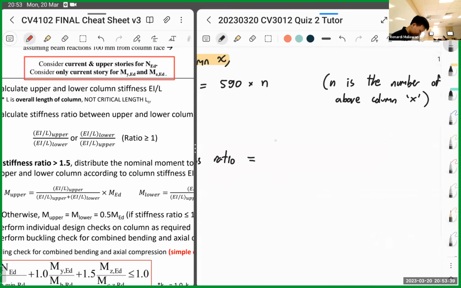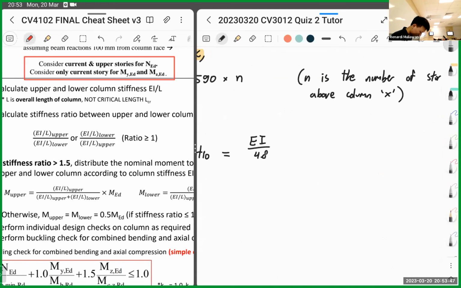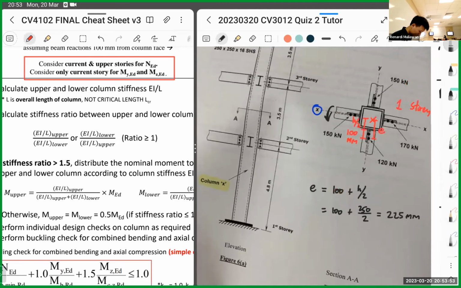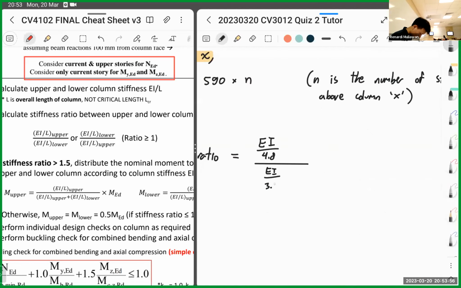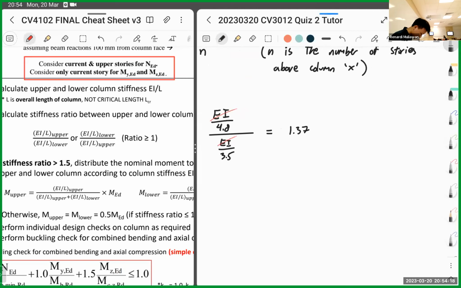So EI divided by, the lower column is 4.8, divided by EI divided by 3.5. So what's the value? So this one you cross out. 1 divided by 4.8 divided by 1 divided by 3.5. It's 0.72.